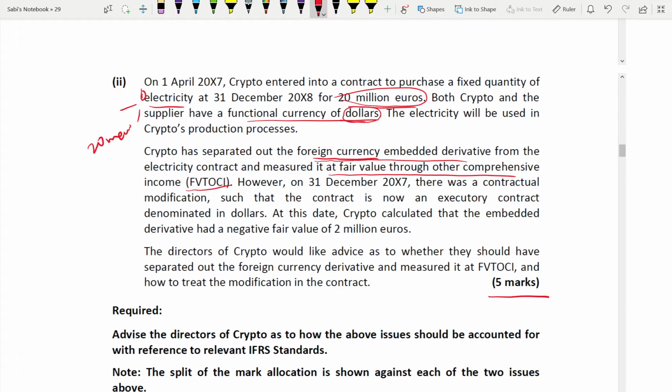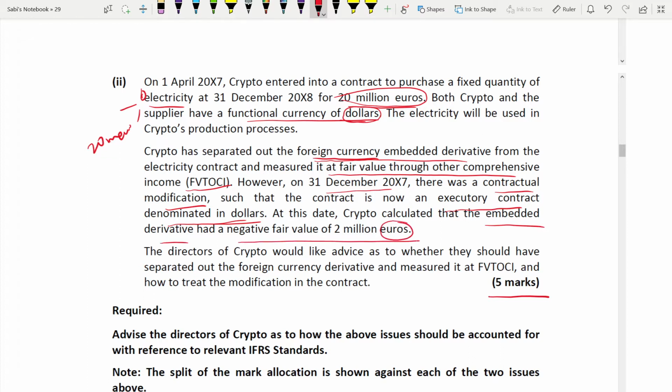But remember, on 31st December, later, there was a contractual modification. There was some modification to this contract for electricity. Now it became an executory contract. An executory contract, we know, is outside the scope of IFRS 9. Right? And this is denominated in dollars, you see. This was in 20 million euros. Now it became in dollars, the executory contract. It changed. Okay. So the embedded derivative had a negative fair value of 2 million euros. Can you see it's in euros?